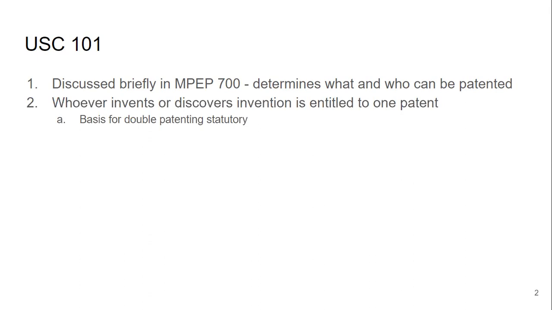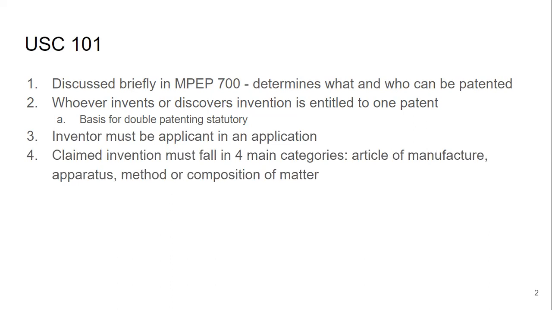So if somebody is trying to get two patents, then that would go against 101 because they are entitled to one patent. That's when it's the same invention, statutory. Then the inventor must be the applicant in an application in order for it to be valid under USC 101. And the claimed invention must fall into the four main categories: the article of manufacture, the apparatus, the method, or composition of matter. We'll go into more of those later.